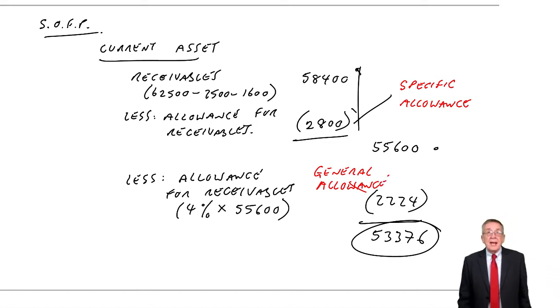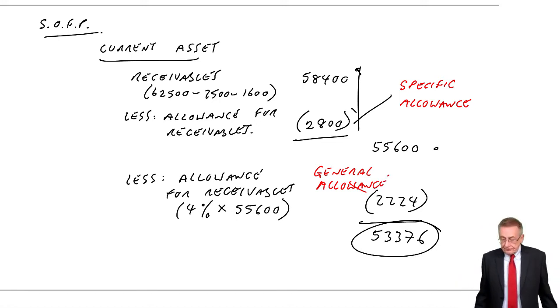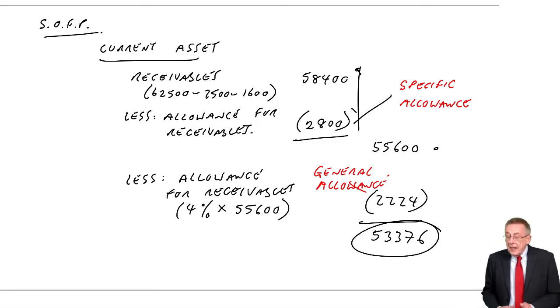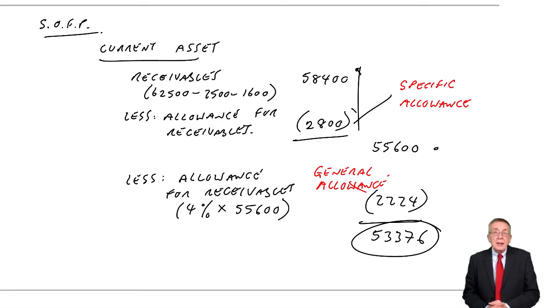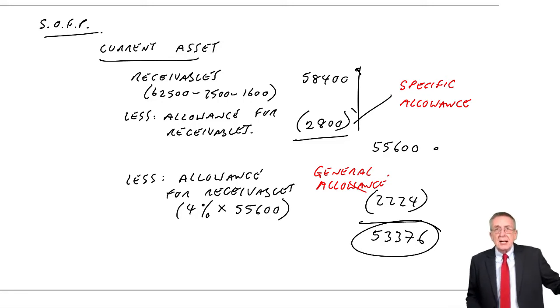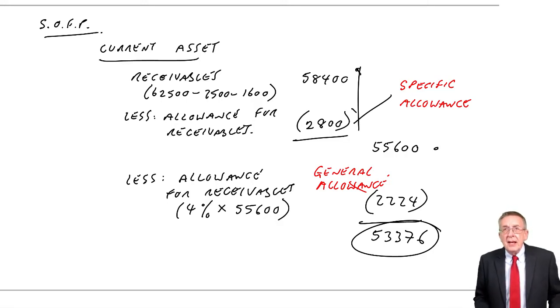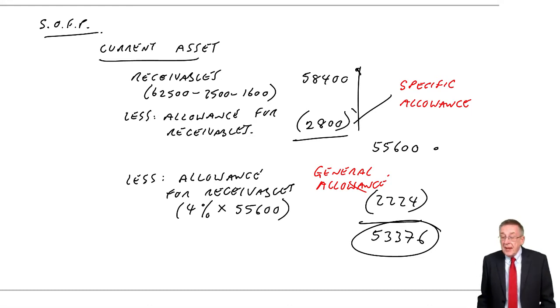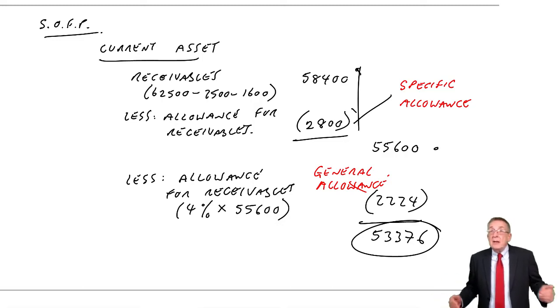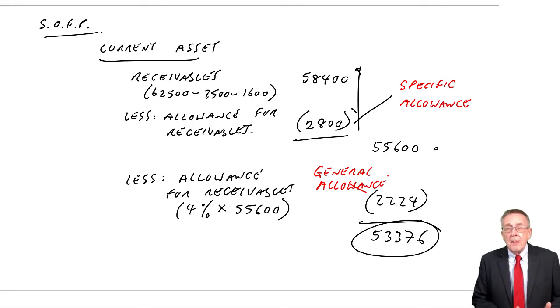Now, as to why it's 4%, there's no rule here. It depends on the individual company. Some companies don't have any general allowance at all because everybody pays except one particular problem maybe. Other businesses, banks, have a lot of people end up not paying. They might have a much bigger general allowance. Might be 5%, might be 10%. There's no rule.